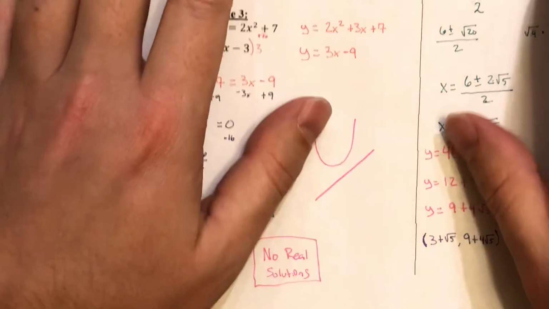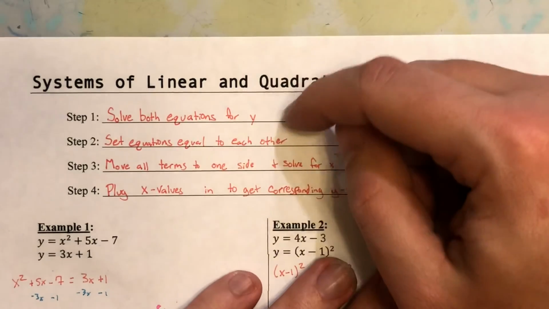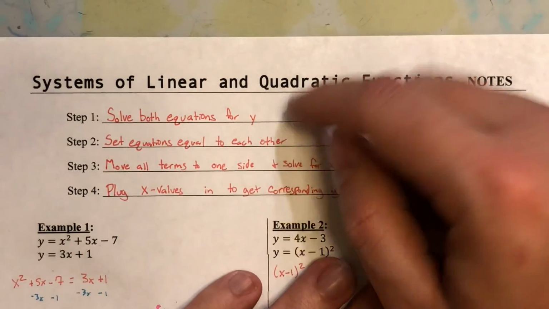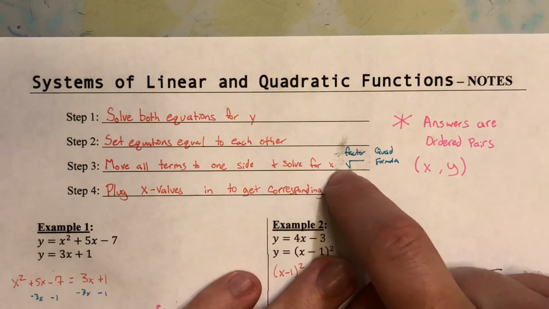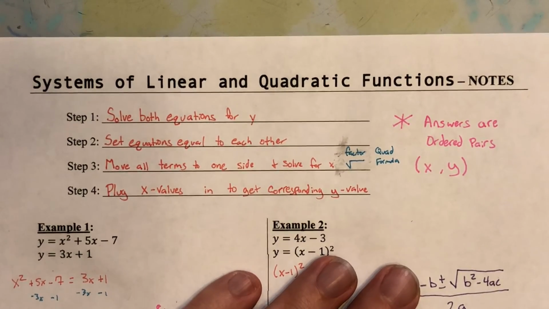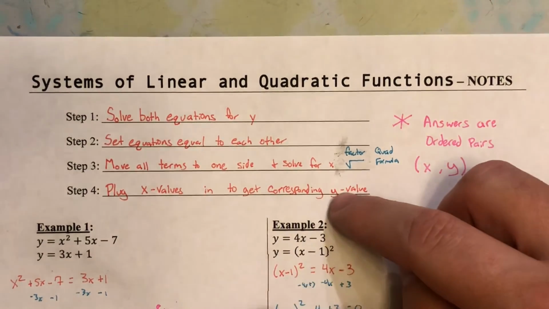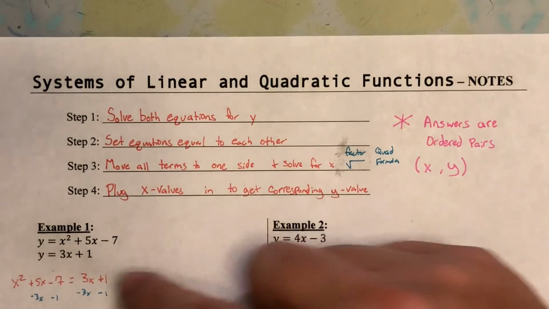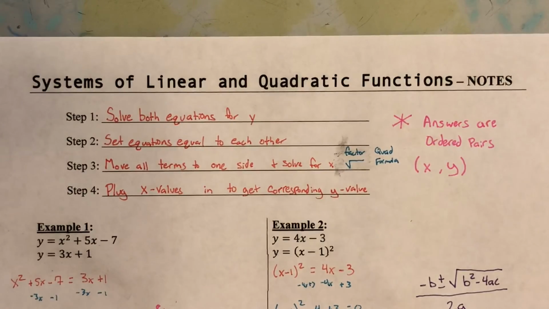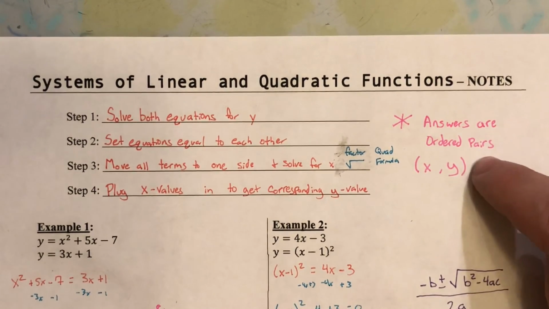So the big takeaways here are really just, solve it for y, get it equal to each other. Once you've solved for x, you have done near all of the hard work for this. Plug that value back in to the linear function, whichever one is going to be simpler, to get the y value, and make sure that you put your answers as ordered pairs and put both of those solutions. Okay.